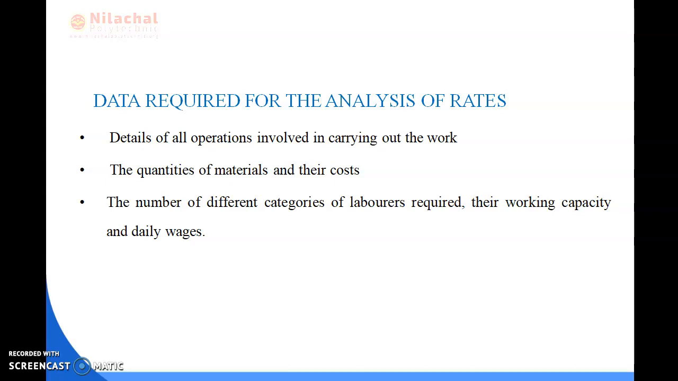What are the data required? The details of all operations involved in carrying out the work, and the quantity of material and their cost, we have to know. Then the number of different categories of labor required, their working capacity and daily wages, and the cost of labor. We have to know such things to define the rate analysis. We have to know the material cost and how much quantity we need for the particular work, to define the rate analysis of a particular item.